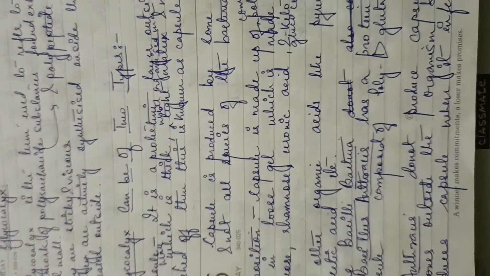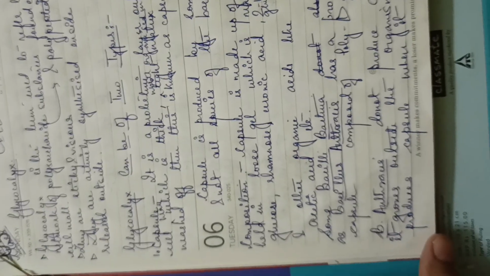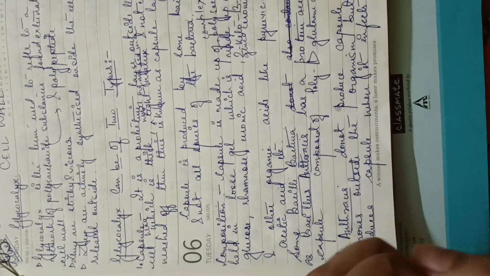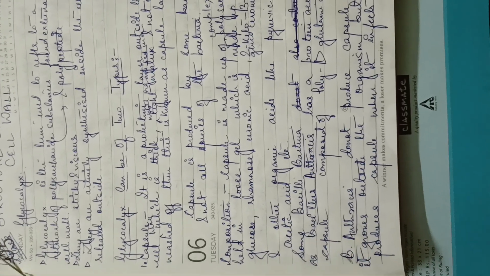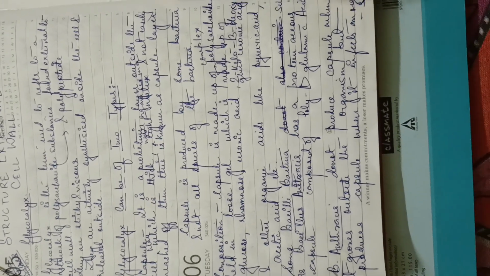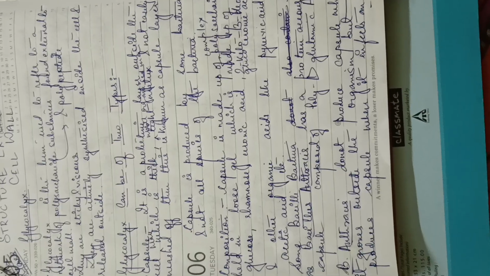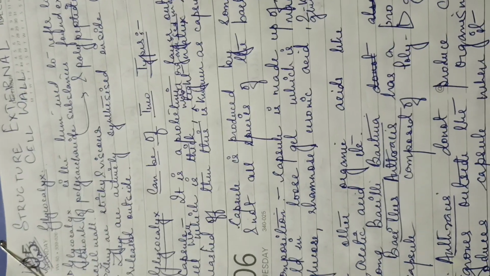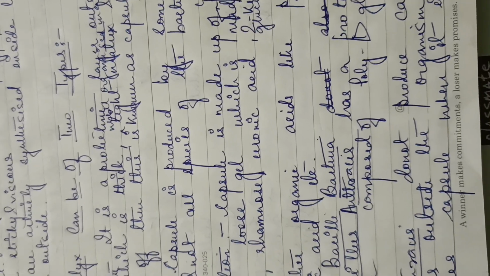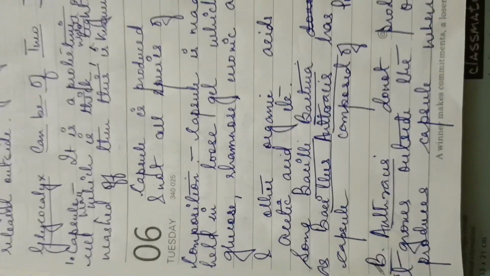So this capsule layer is not a weak layer. It is a very strong layer with a tight matrix and tight binding, and it is a thick layer, not a thin layer. Whenever it is not washed off easily, this is known as a capsule layer. Now capsule is produced by some bacteria, not by all species of bacteria.